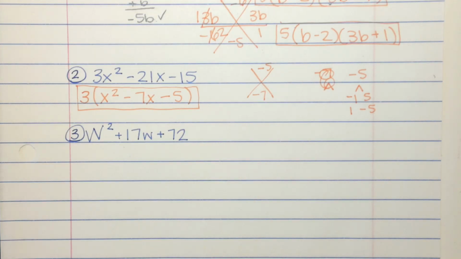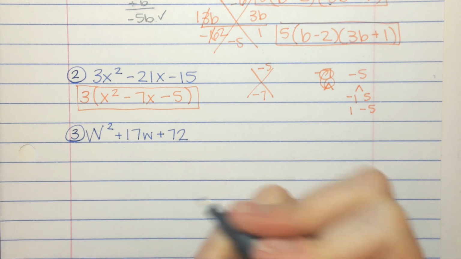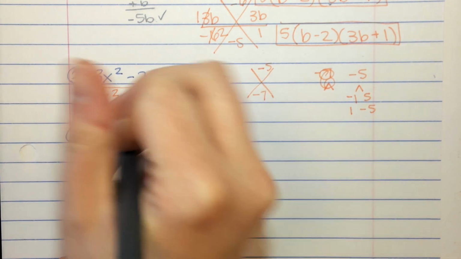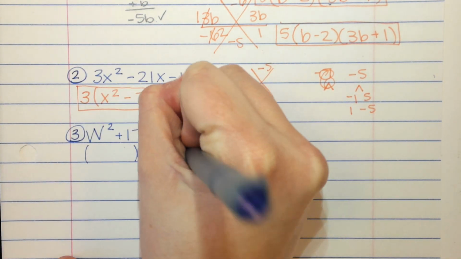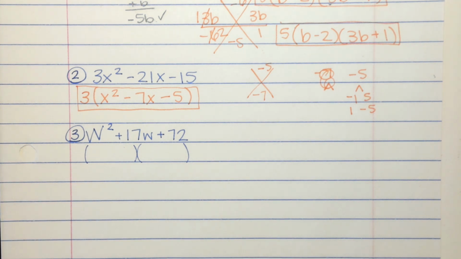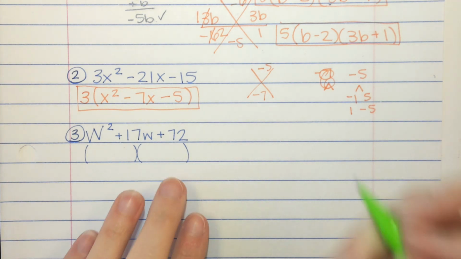Okay, here's example number 3. This one's pretty easy. I'm going to ask you to pause the video, give it a try, and then come back and check your answer. Okay, so we don't have a GCF, so we're going to go ahead and make our two binomials. All right, you can use guess and check, the star method, or factor by grouping. I think I'm going to use guess and check here just because I think it's going to be pretty easy.